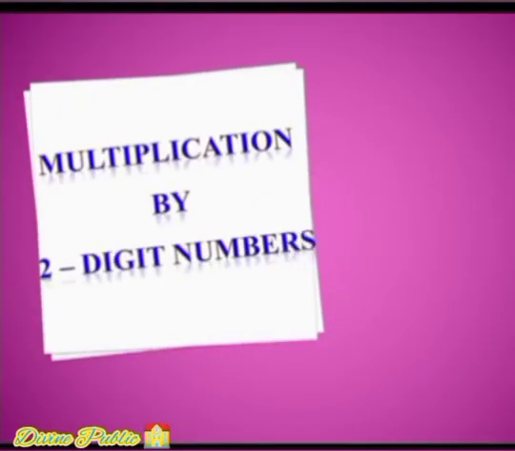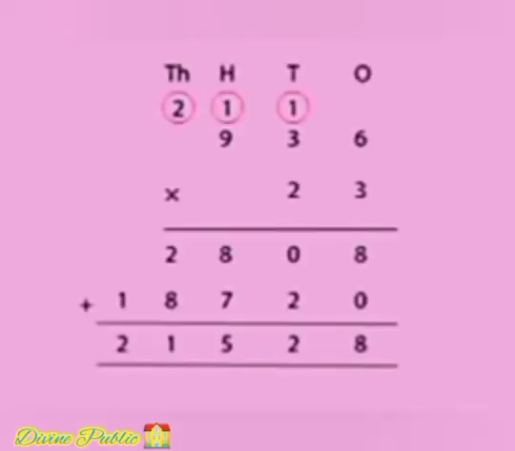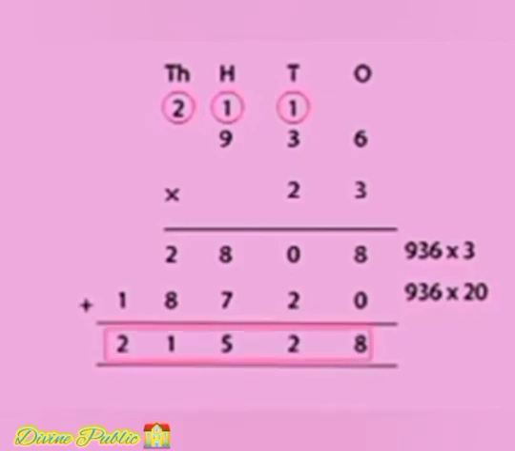Multiplication by two-digit numbers. For example, multiply 936 by 23. Firstly, multiply 936 by 3, then by 20. Thus, the product is 21,528.